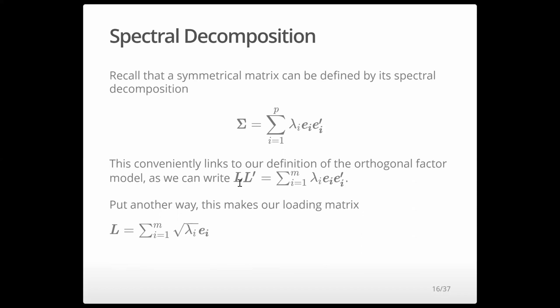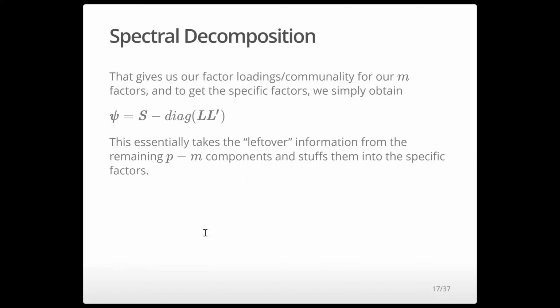So conveniently, this links to our definition of the orthogonal factor model. We can write L L transpose as the same thing, except instead of going from 1 to P, we're going from 1 to M. So we're just using the first M eigenvalue-eigenvector pairs to get our loading matrix. And because this is L times itself, all we have to do is essentially take the square root of this formula to get just the loading matrix on its own. So we're just taking the square root of the eigenvalue times the eigenvector. That gives us our factor loadings or our communality.